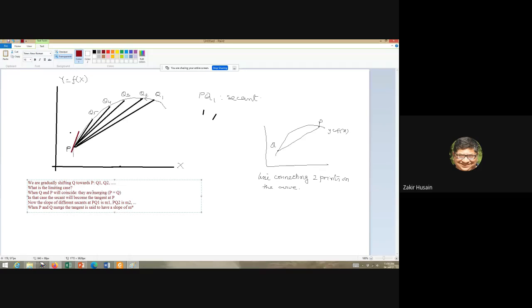When P and Q coincide, they are merging. So P and Q are the same, right? There's no need to talk about P and Q. See, over here, the secant is touching the curve at P and at Q. At this point, when P and Q are the same, it is going to touch at only one point.